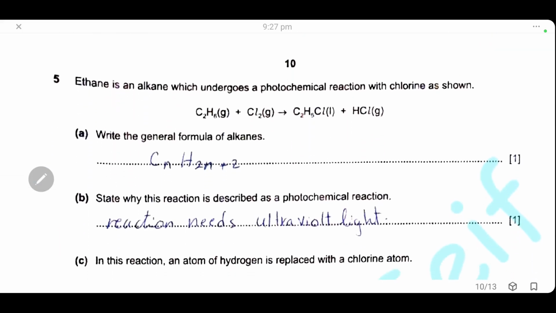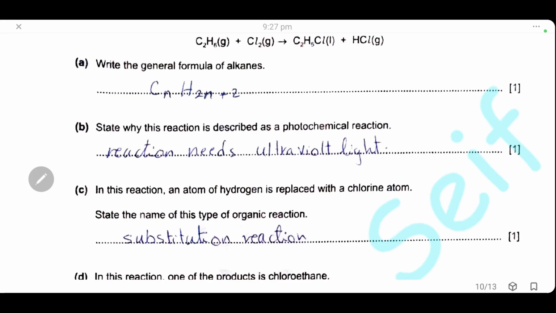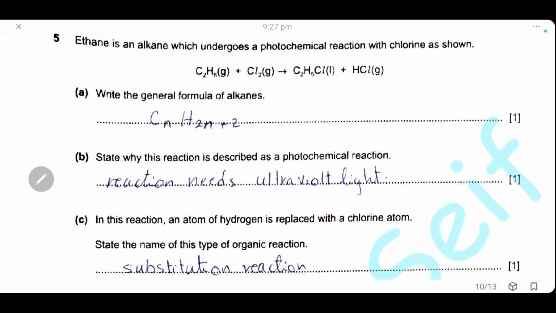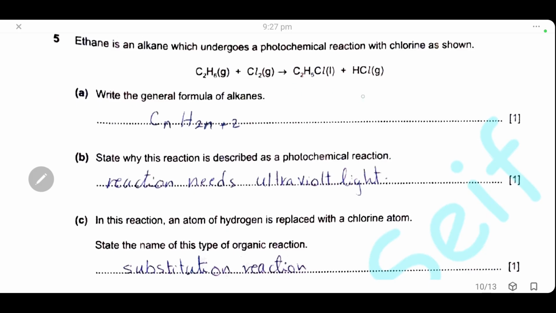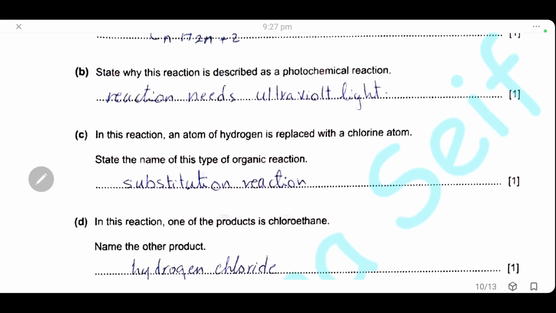Question 5. Ethane is an alkane which undergoes a photochemical reaction with chlorine as shown. Write the general formula of alkane. It is CnH2n+2. State why the reaction is described as a photochemical reaction. This reaction happens only in ultraviolet light, so it is called photochemical because it needs ultraviolet light.